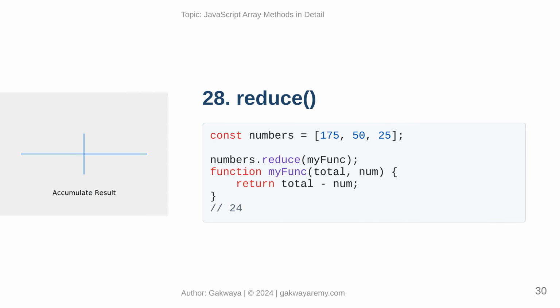reduce executes a reducer function on each element, resulting in a single value. Think of it like a snowball rolling downhill, accumulating snow. Each element contributes to the final result. The method works from left to right through the array.